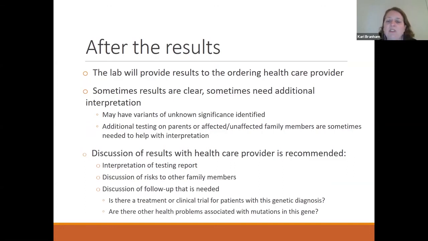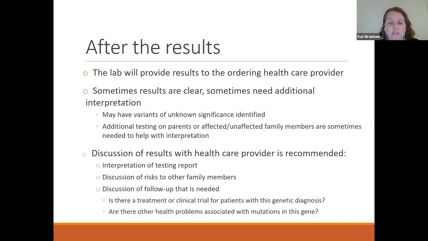So it's important that people understand upfront that the genetic cause may not be identified and or may be inconclusive, which means we're not exactly sure how to interpret the results if there's variants of unknown significance that are identified. Sometimes also it is helpful or needed to test other parents and or other affected or unaffected family members to deal with the interpretation of the genetic testing results.